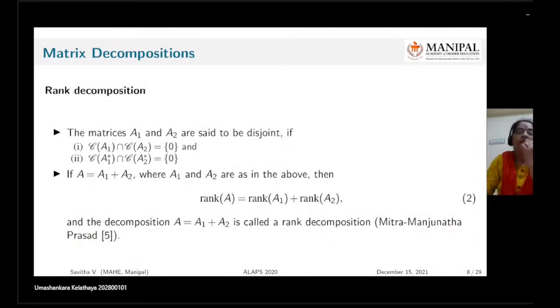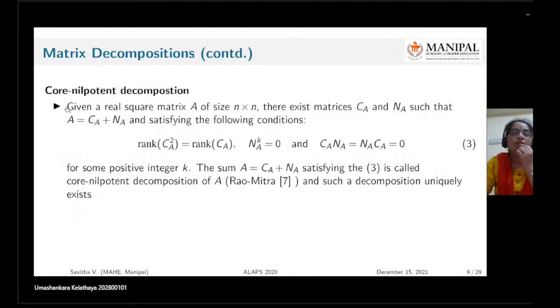The matrices A1 and A2 are said to be disjoint if their column space and row space are disjoint. If A equals A1 plus A2, where A1, A2 are as above, and rank A equals rank A1 plus rank A2, then A equals A1 plus A2 is called a rank decomposition. We define the core nilpotent decomposition.